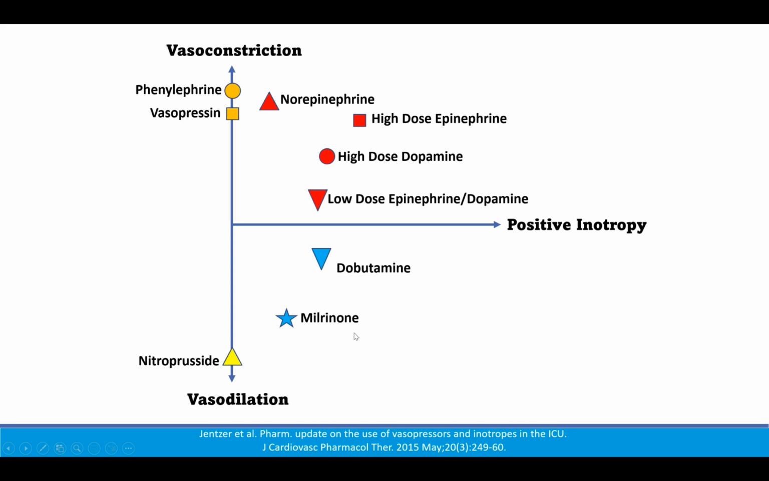Now, among the agents that have inotropic effect and vasodilatation, we have dobutamine, which has a higher inotropic effect than milrinone. But milrinone has more vasodilatation effect compared to dobutamine.